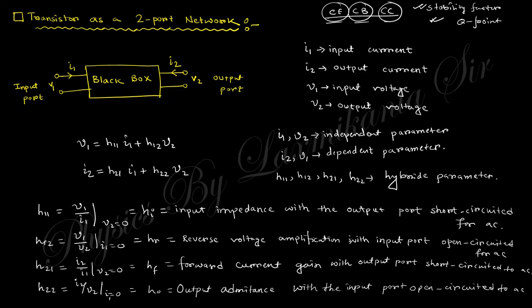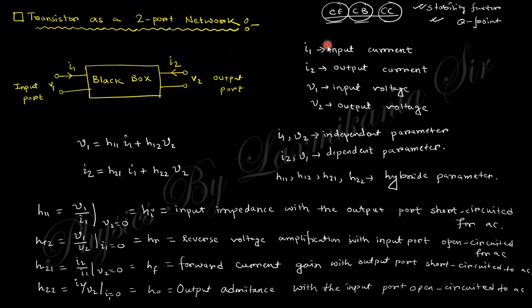After getting the Q point, you can replace this transistor as a black box. We do not know how the transistor works within. We just consider this as a black box. We know about the four terms: V1 is the input voltage, and I1 is the input current. Similarly, V2 is the output voltage, and I2 is the output current.